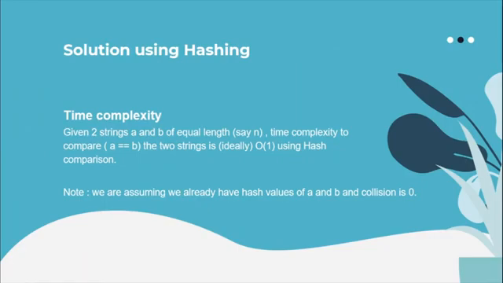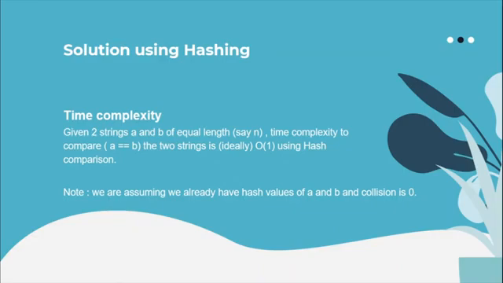Now here's the solution using string hashing. The same comparison can be done in big O of one time. So now we again have two strings of equal length and the strings are A and B, and we want to compare them. So instead of comparing them, we can compare their hash values instead, and this can be done in constant time. So the time of string comparison reduces from big O of n to big O of 1. Big O of 1 basically means constant time.